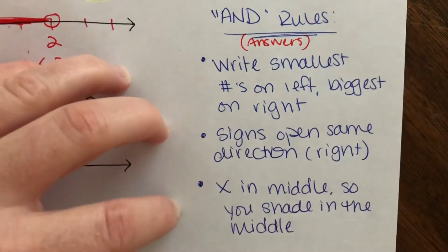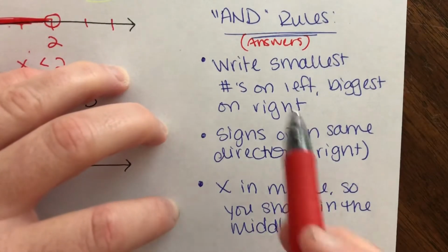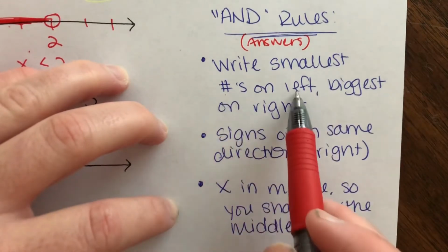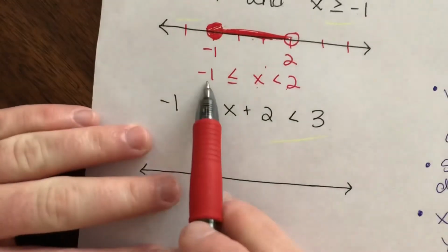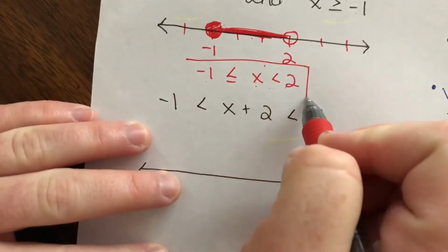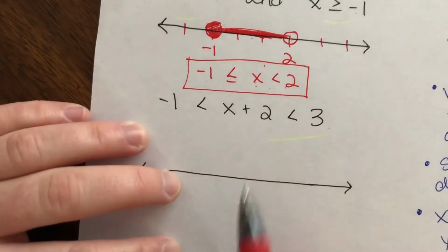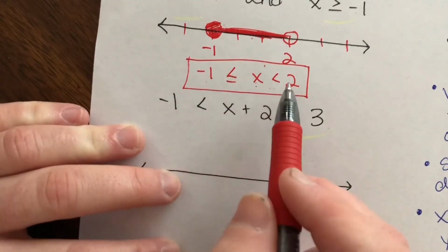When we're all done and we want to graph and we write our answer, we always write the smallest number on the left and the biggest number on the right, just like I did here. And this is my answer. This is how I'm writing it. Okay, always put the smallest number on the left, biggest number on the right.